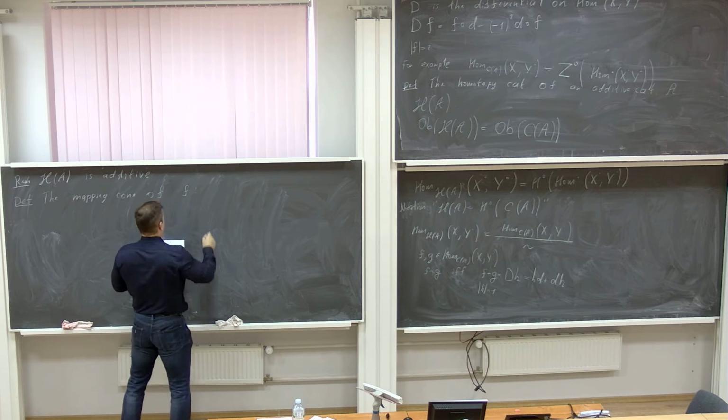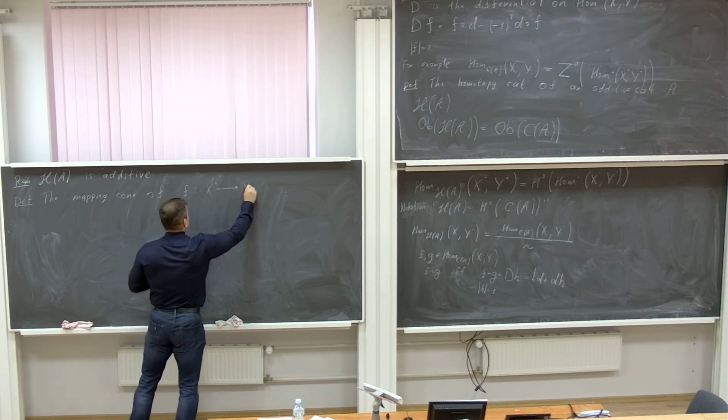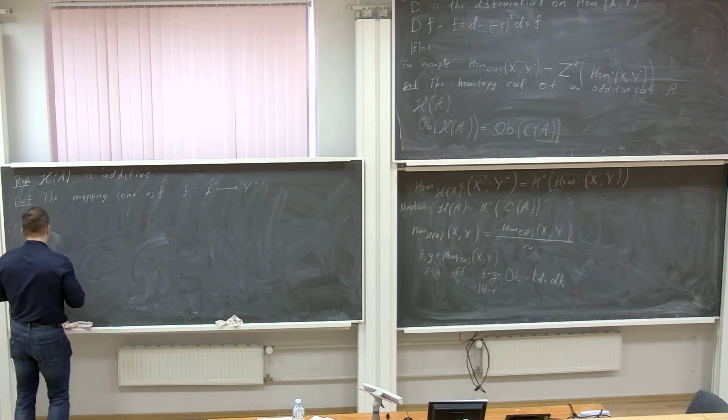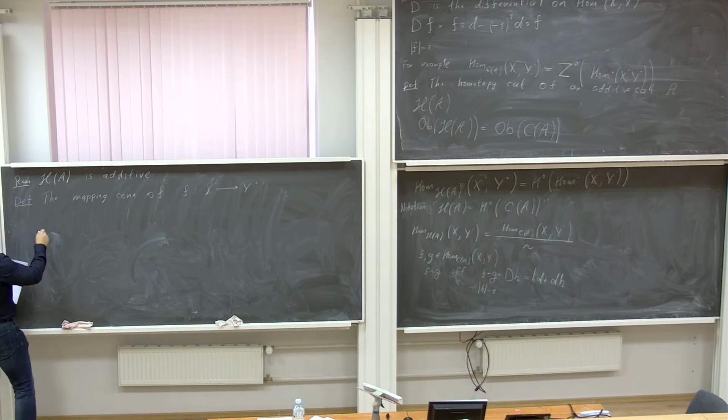So F is a map from the complex X to the complex Y, and I want to define the mapping cone. The notation I'm going to use for this is C of F. So I need to define it as a complex.